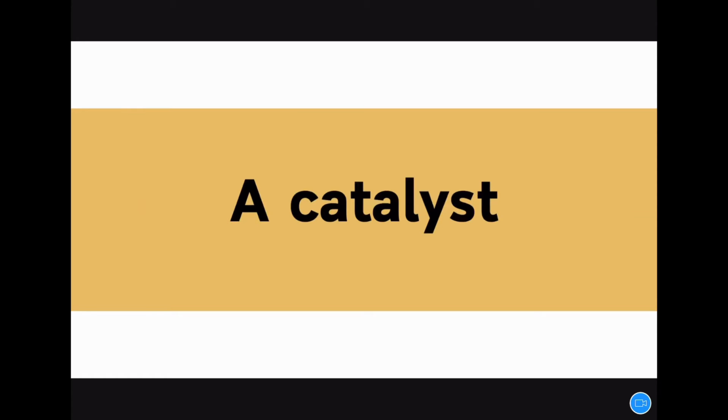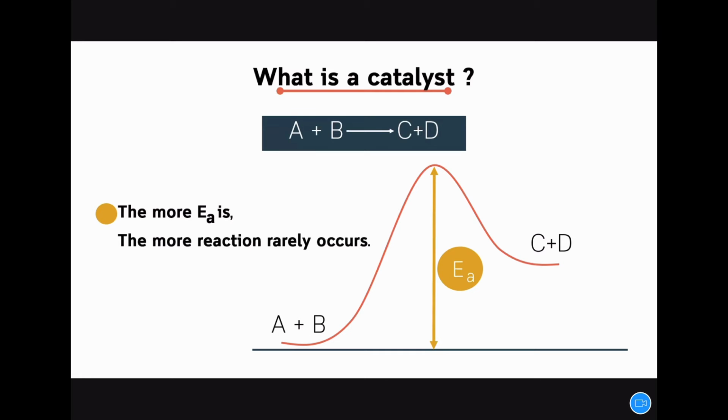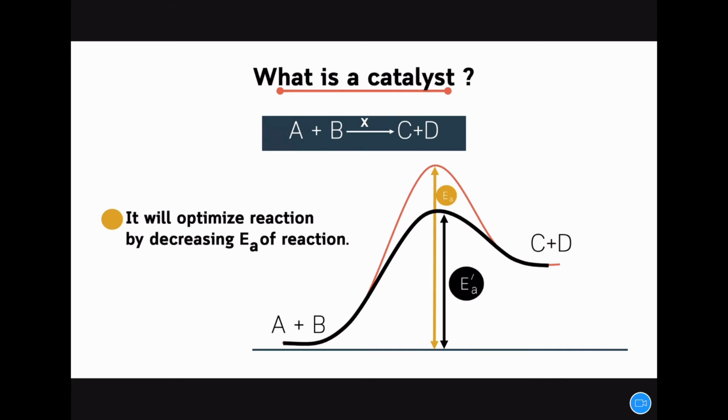And now I will explain how a catalyst works. We will look at an uncatalyzed reaction first. You can see that in order to generate the product, the reaction has to overcome the activation energy. And the higher the activation energy is, the more rarely the reaction occurs. Therefore, a catalyst has the duty to decrease this energy barrier, and it allows the reaction to proceed more easily. And this is how it can optimize the reaction.